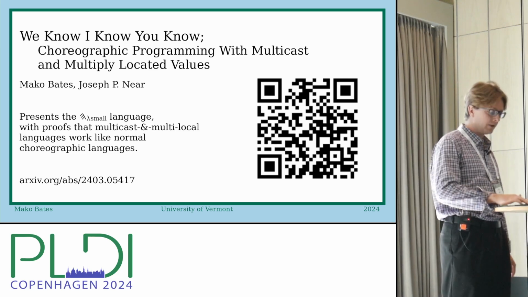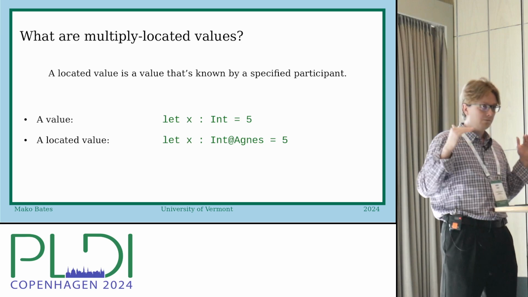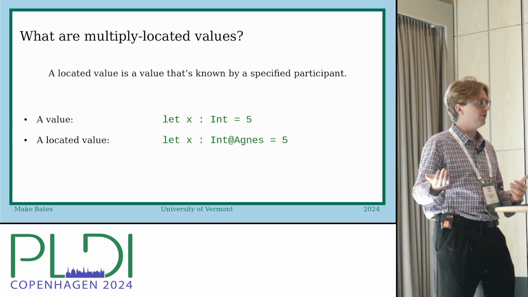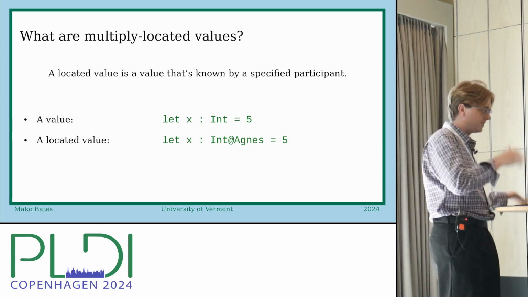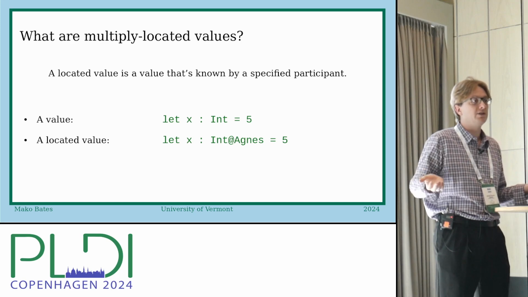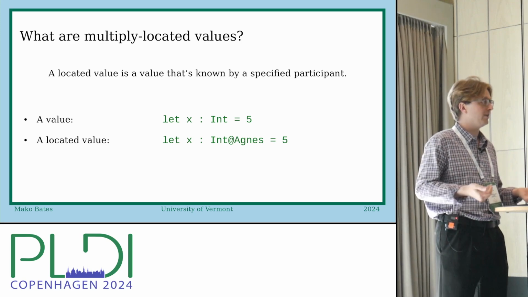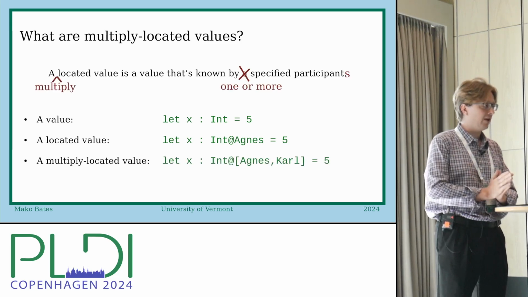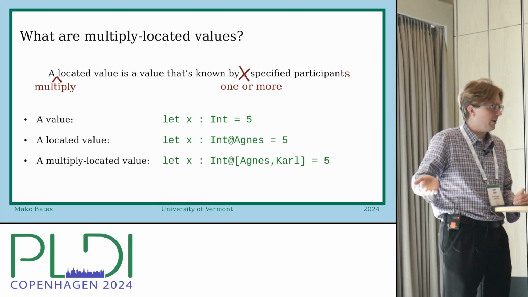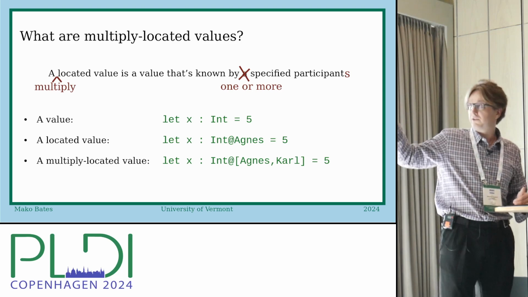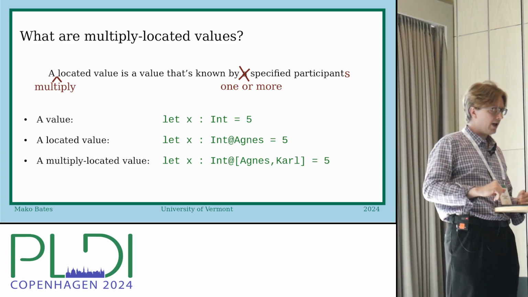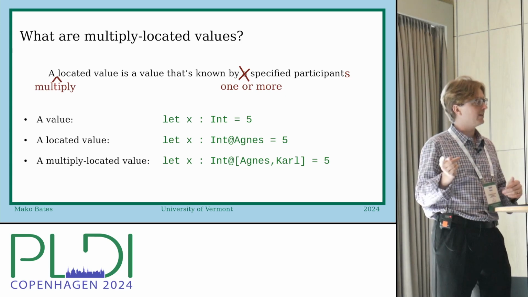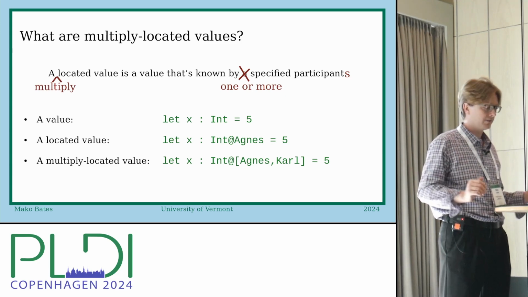Check that out. But making sure we're all on the same page, what's a multiply located value? So located values, either at the term level or at the type level, get annotated with some party who owns them and is guaranteed to know them. Similarly, a multiply located value is annotated by one or more parties who know them. So on the bottom line here, x is an integer. It's 5. There's only one of it. But both Agnes and Carl know x.